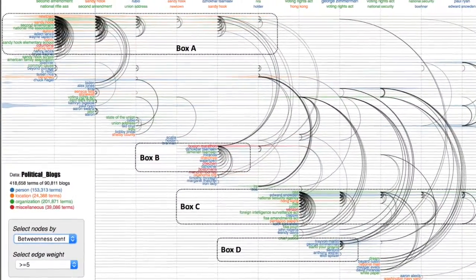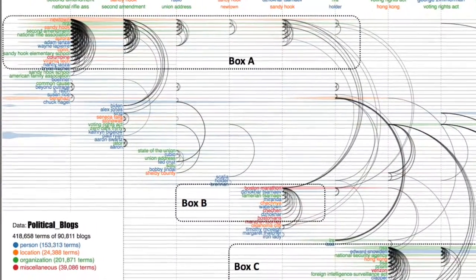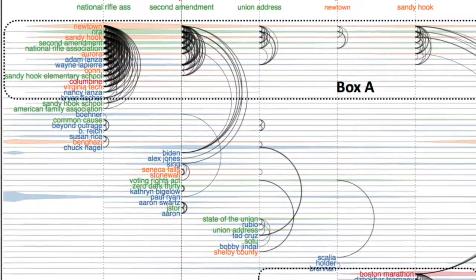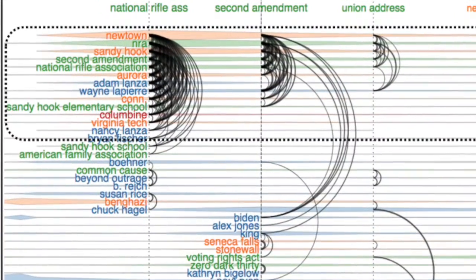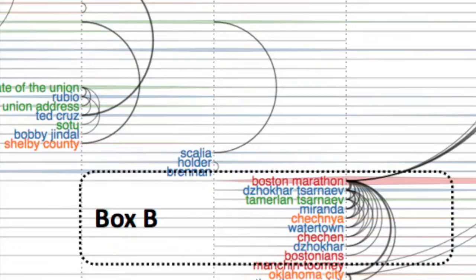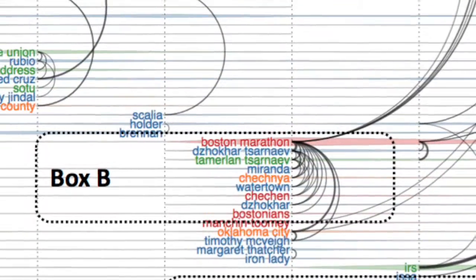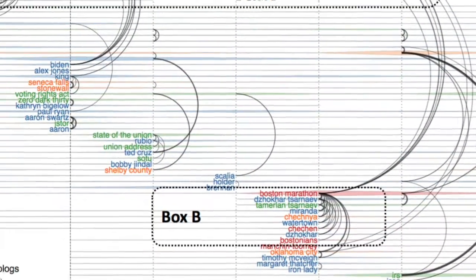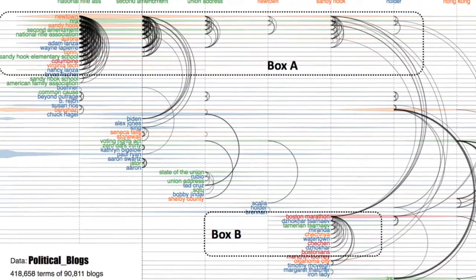Box A contains the Sandy Hook Elementary School shooting, which occurred in December 2012 in Newtown, Connecticut. Box B refers to the Boston Marathon bombing in April 2013. We can see some arcs connect Boston Marathon and Sandy Hook since both of them involve human lives.